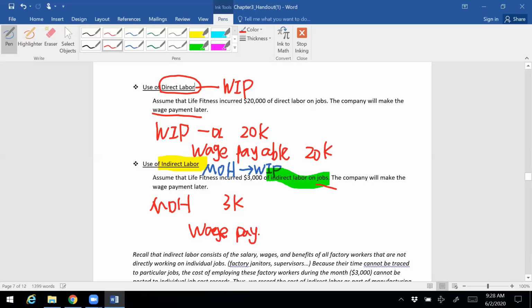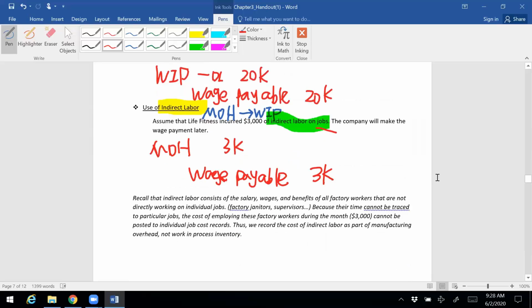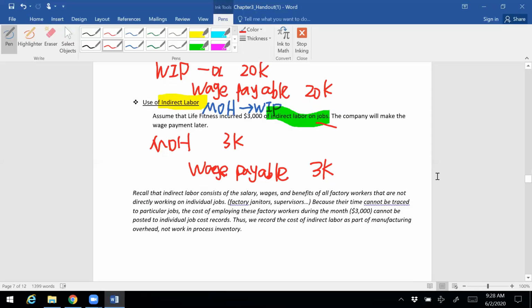We have this wage payable, $3,000. Some examples of indirect labor are the supervisor, the cleaning staff, and security. Those are not directly assembling our jobs, so those are indirect labor.